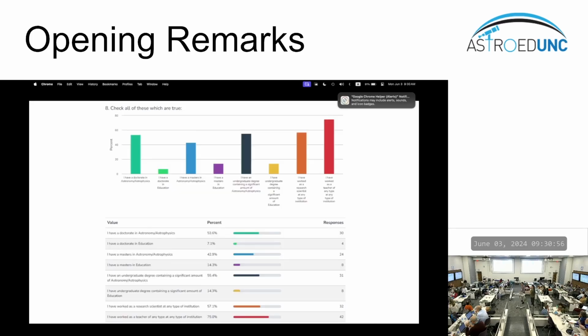And what are our backgrounds? So most of us have formal astronomy backgrounds. Not a lot of us particularly got a doctorate in education or a master's of education. But on the right, I've worked as a teacher at some type of institution. That's the vast majority of us.